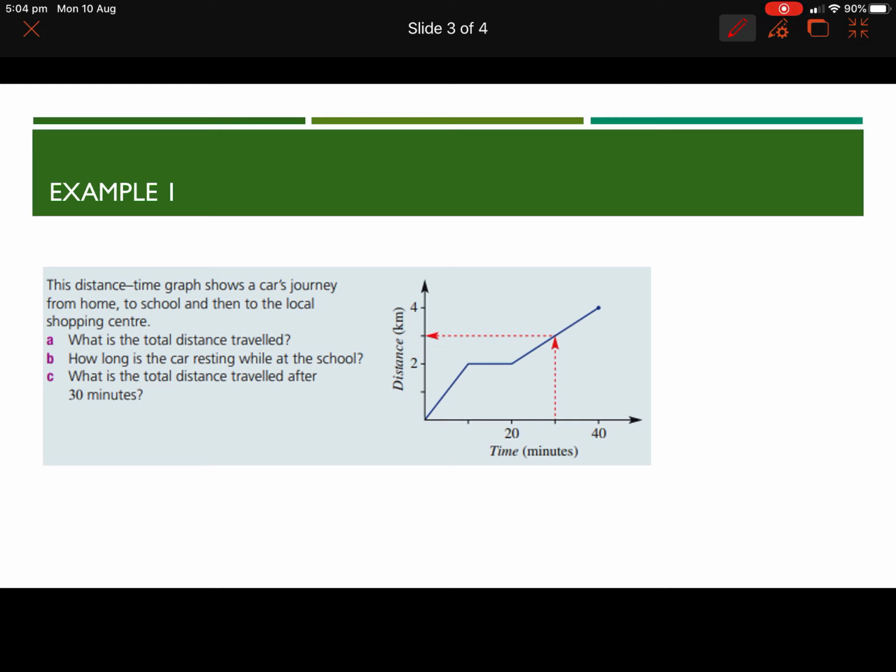So first example, this distance time graph shows a car's journey from home to school and then to the local shopping centre. What is the total distance travelled? Distance is along this way, and it's starting here, which is at 0, and it ends up here. See how there's an end? So we look at it going from that dot up to the other dot, so the total distance is 4 kilometres.